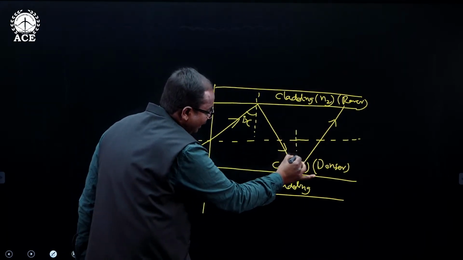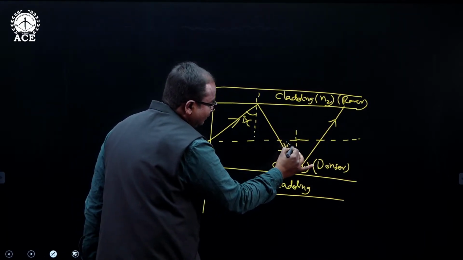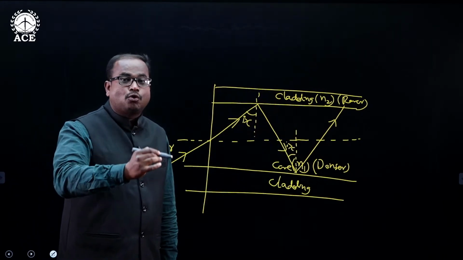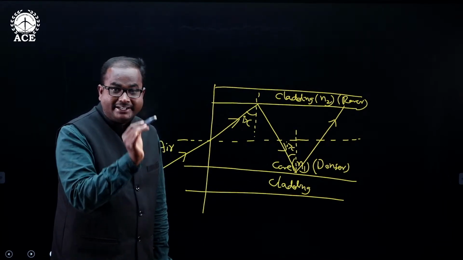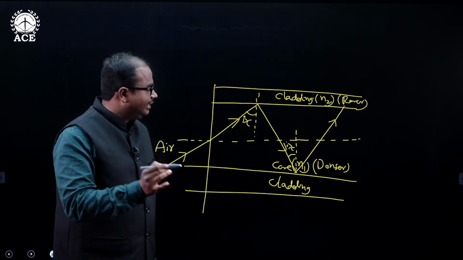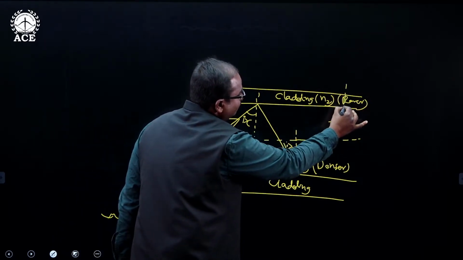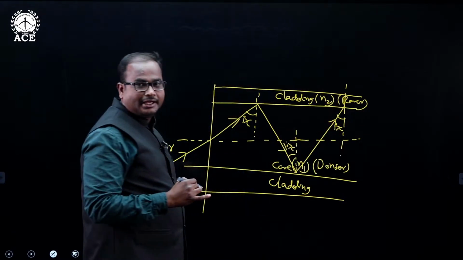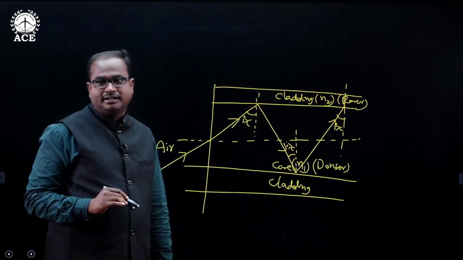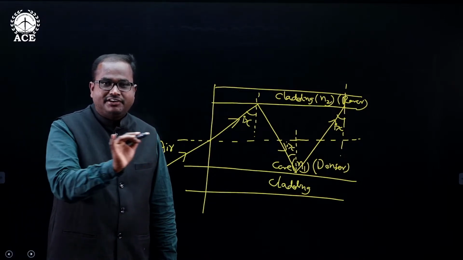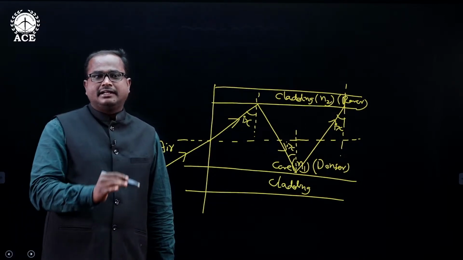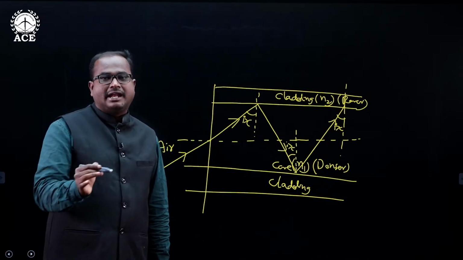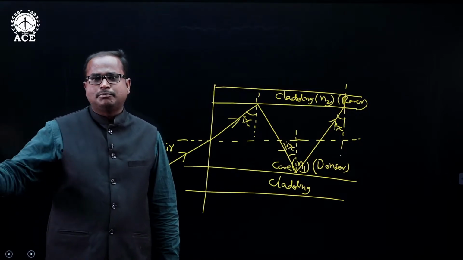That means again it should be incident in such a way that this angle is greater than the critical angle. So whenever it is incident on the core-cladding interface, that incident angle should be greater than the critical angle. Again here also, this angle should be greater than the critical angle, and it again undergoes total internal reflection. Like that, the light ray gets multiple total internal reflections inside the core medium, and it will not enter into the cladding medium, and it gets propagated.